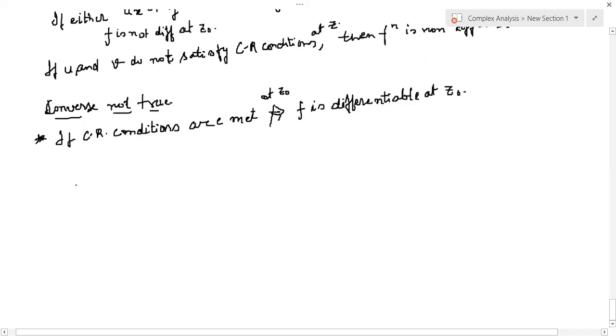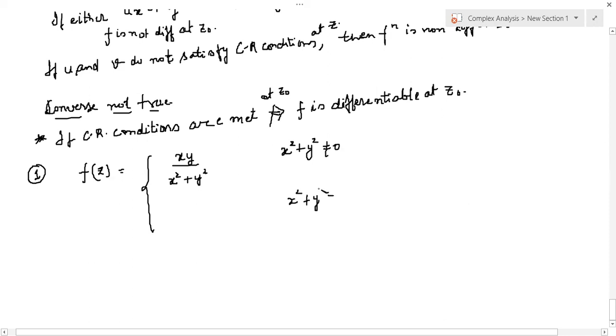So for this, I'm just taking an example. Let us say f(z) is equal to xy upon x square plus y square, and if x square plus y square equals 0, then this is simply equal to 0. Let us say this is our function, okay?